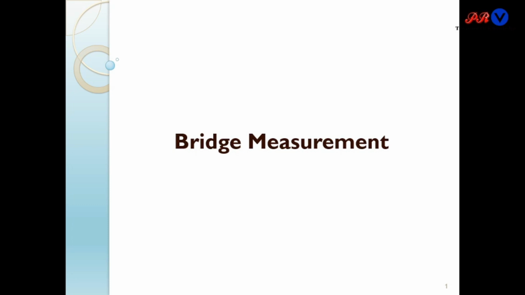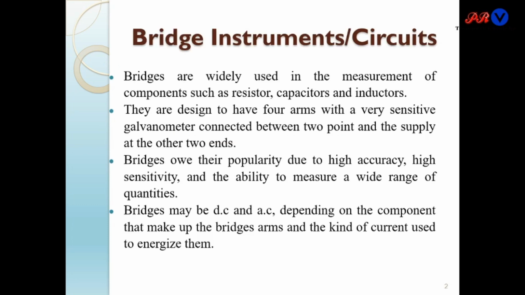Today we will study bridge measurement. Bridges are widely used in the measurement of components such as resistors, capacitors and inductors. They are designed to have 4 arms with a very sensitive galvanometer connected between 2 points and the supply at the other 2 points. So in bridge circuits we have 4 arms. At 2 points we will connect our galvanometer, and at the other 2 points we will connect our supply.